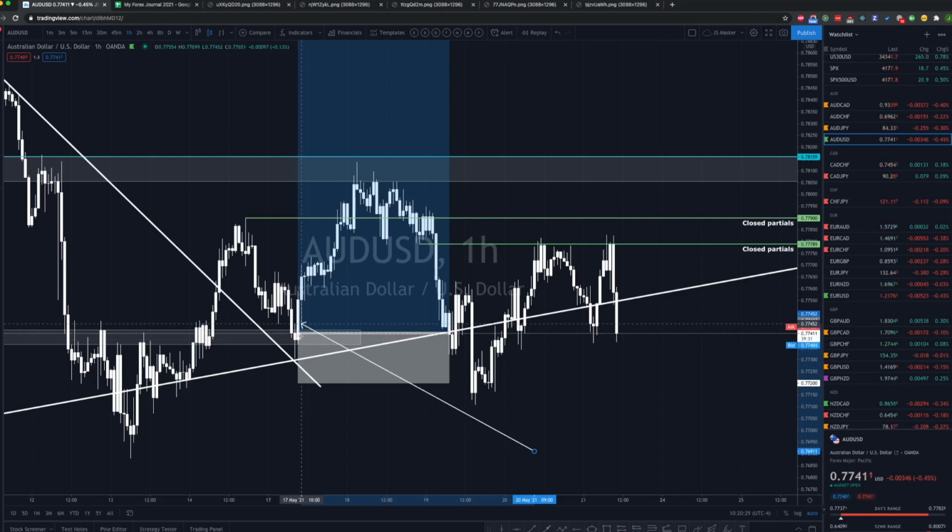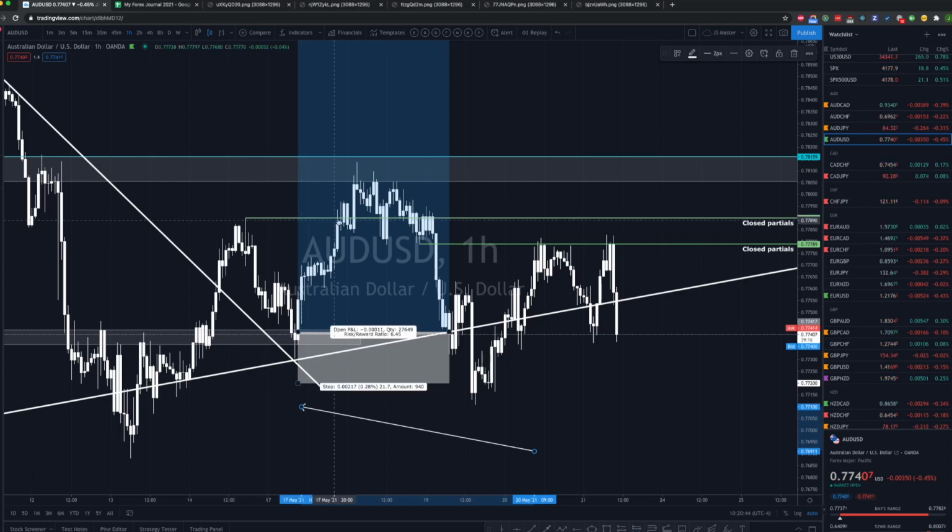I got in a little bit later. I just waited for it to start pushing higher on the lower time frames, so I didn't get in exactly on the close of the candle. It started to push higher a little bit, and that's where I got in. I booked profits at these previous highs, so I had my first TP there, which was taken.